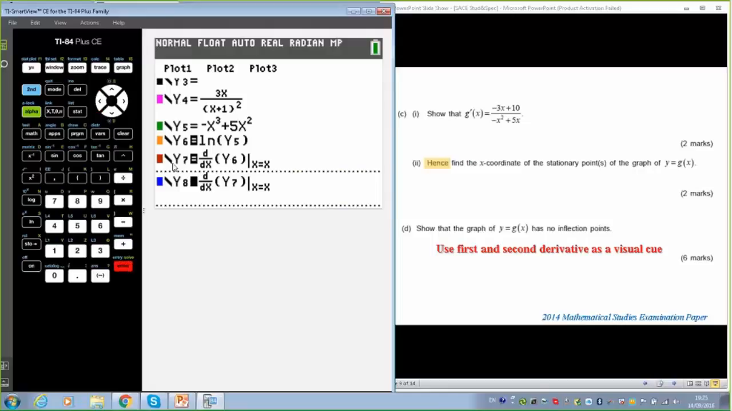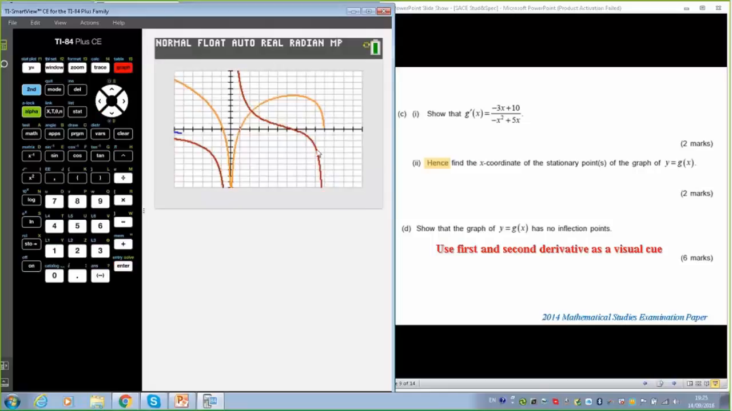Okay, so the blue is the second derivative. Let's leave them all on there just to really go a bit crazy. All right. So we can see it goes off here.